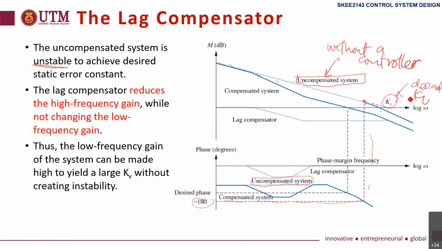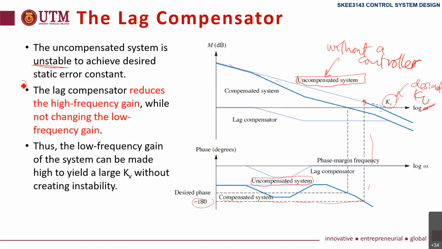Why unstable? Because we increase the gain. Why do we increase the gain? Because we want to achieve the Kv that we want. That means we want to reduce the error. We increase Kv, but because we increase it, it is unstable.